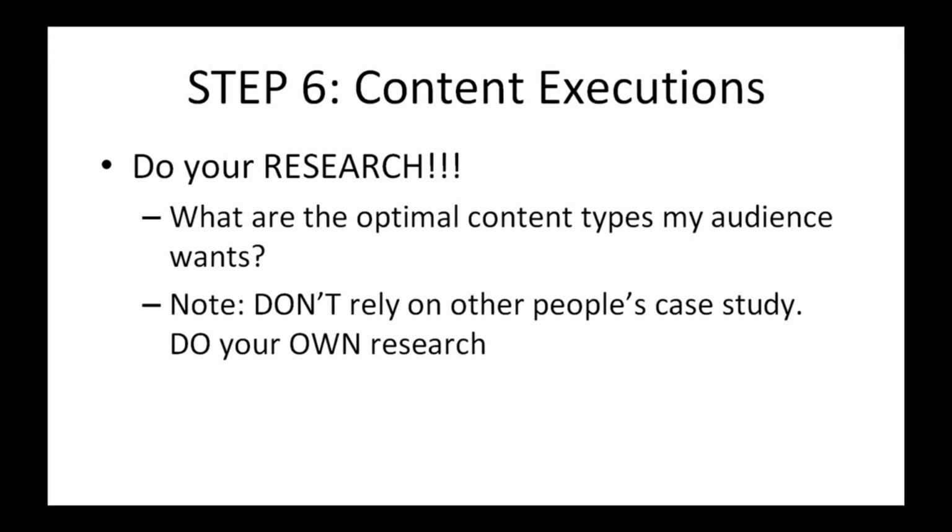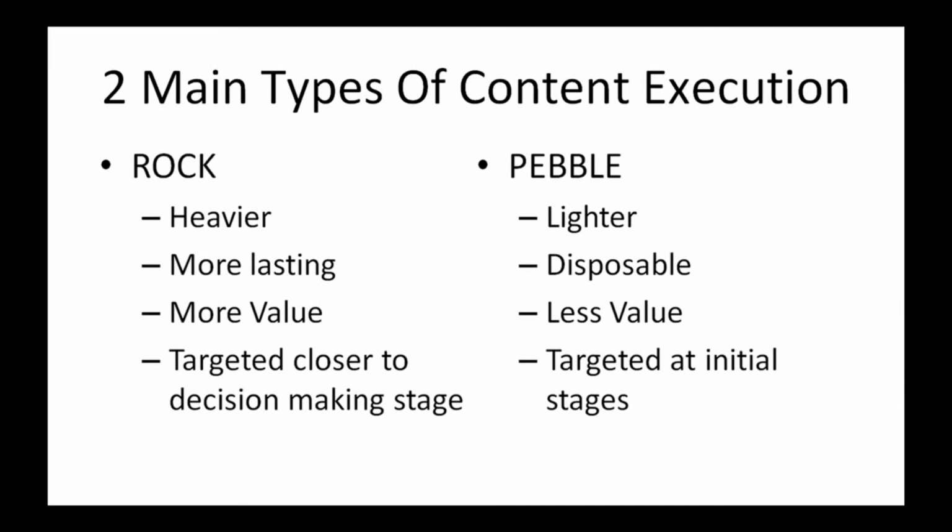Simple, right? Then we move on to step 6, which is content execution. What kind of content are you going to provide? What content is the current market interested in? To answer this, do your research. In the meantime, don't rely on other people's case studies as it can be faulty and inaccurate. Do your own research. There are 2 main types of content execution, and I would call them rock and pebble.